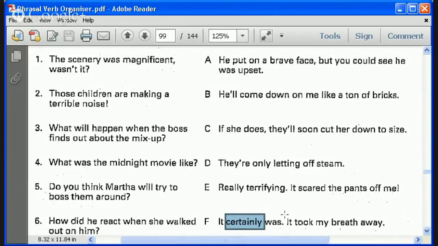Okay. But you are absolutely correct, Narelle. Your assessment is correct. Wasn't it? And then the answer. Also, there's another big clue, which is the answer. It certainly was. It has to match the question. And you're absolutely correct. It does have to be that way. And so there it is. It took my breath away, which is the idiom widely used wherever, England, Australia, Canada, America, meaning something that was so beautiful or so inspiring, it left you breathless. It really moved you in an emotional way.